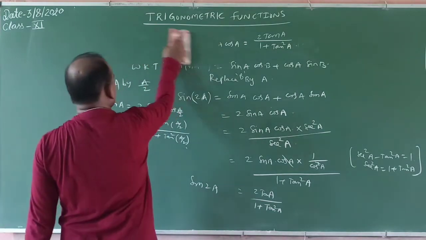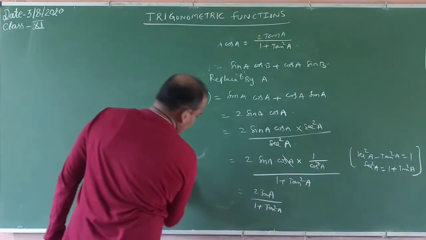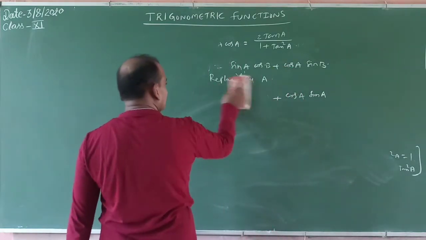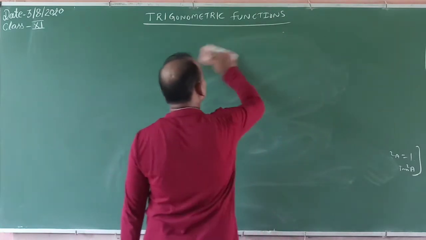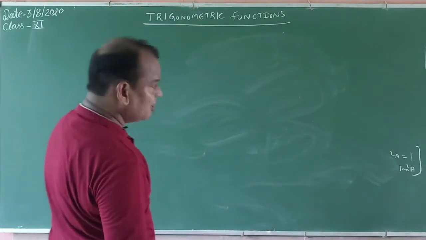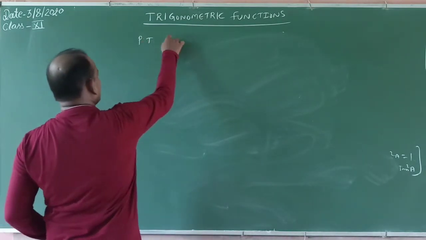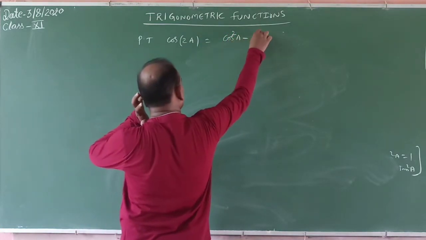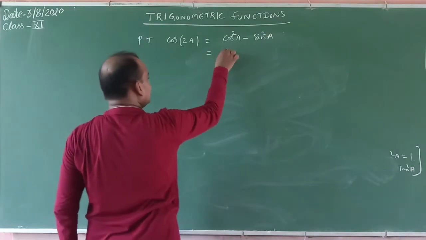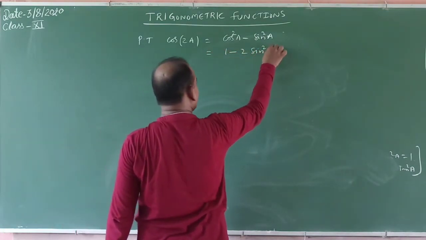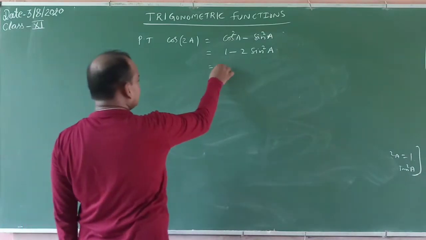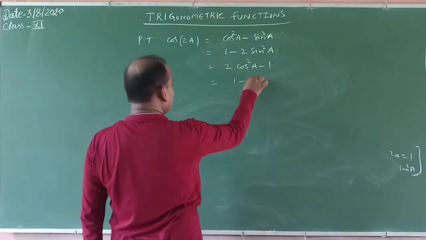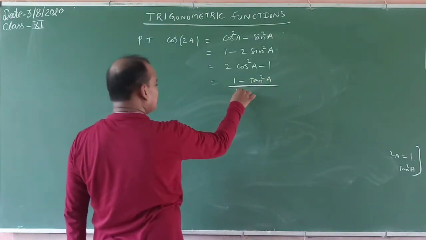What is the formula of cos 2A? How many formulas for cos 2A? Now cos 2A is equal to cos square A minus sin square A. Say yes or no? Yes. This is one of the formulas. Next one, 1 minus 2 sin square A. This is the second formula. Third formula, 2 cos square A minus 1. Fourth formula, 1 minus tan square A by 1 plus tan square A.